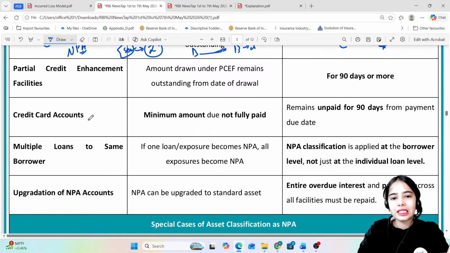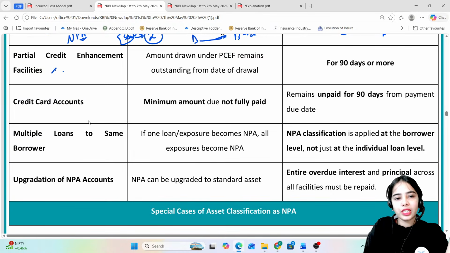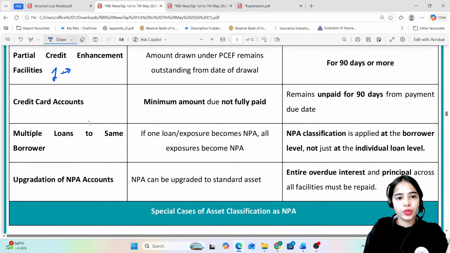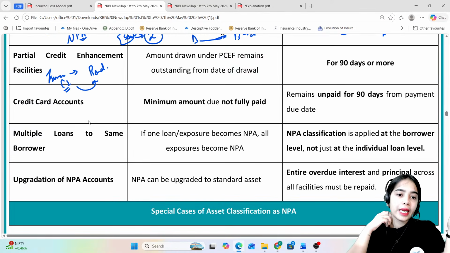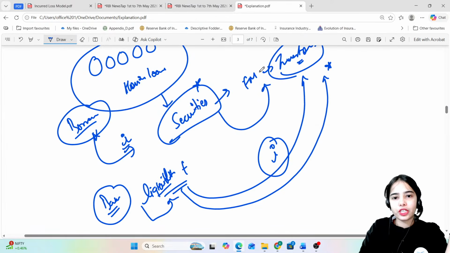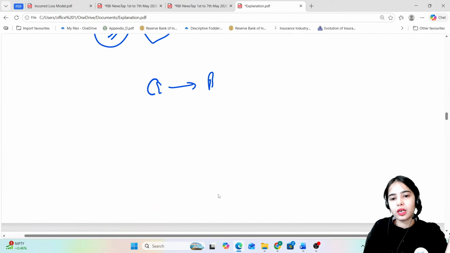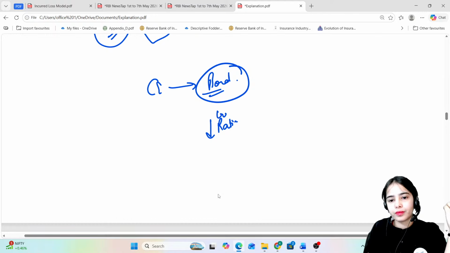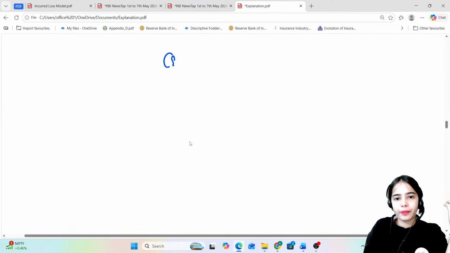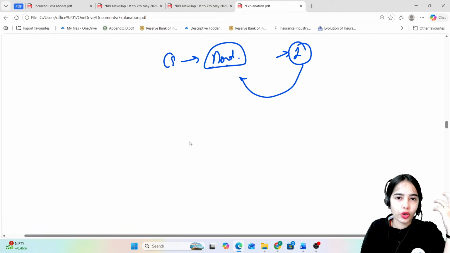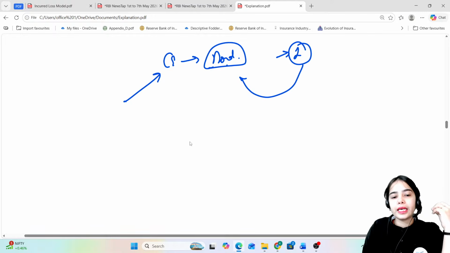Partial credit enhancement. In this case, the issuer of the bond, the corporate entity, is issuing the bond. Now, the corporate entity, when it issues the bond, has, let's say, a less credit rating. Not very low, but yes, or let's say the corporate entity wants to issue the bond to more investors. Now, the investors are not very sure whether they should invest in this bond or not.